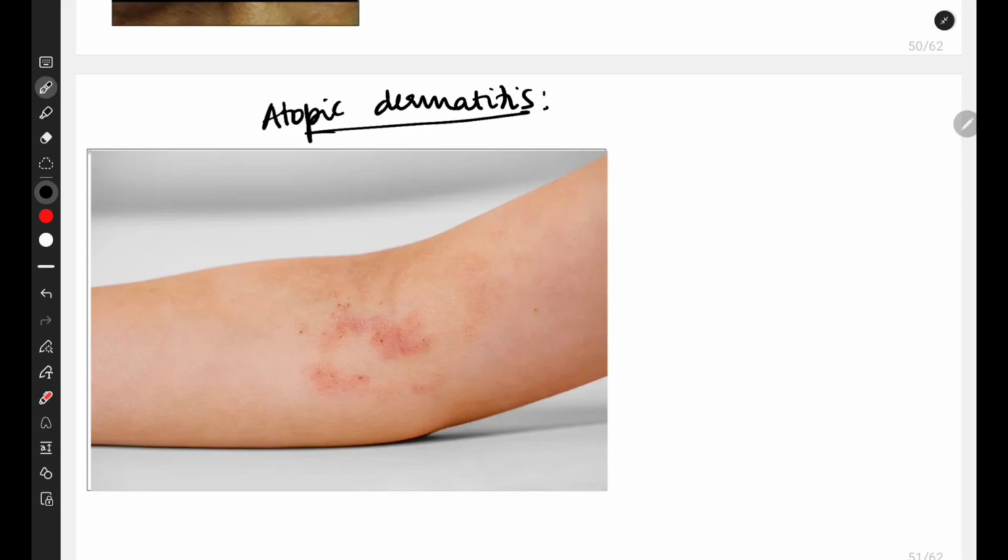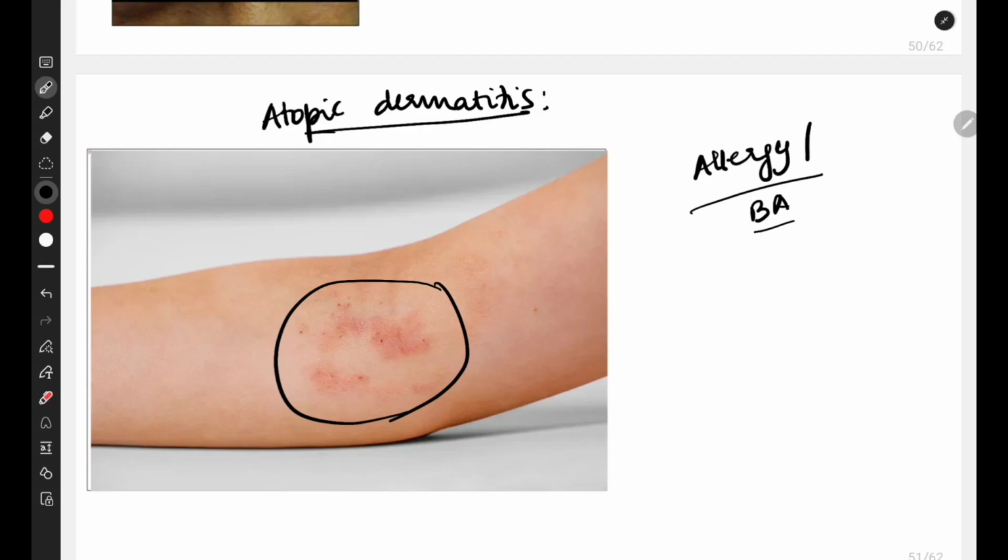So atopic dermatitis is a chronic relapsing inflammatory condition of the skin. There will be dry skin, then itching, and a history of atopy in the family, or the person himself or herself will have atopy. Atopy means he might have an allergy to something, or he might have bronchial asthma. For example, in this patient, the flexor compartment is involved.